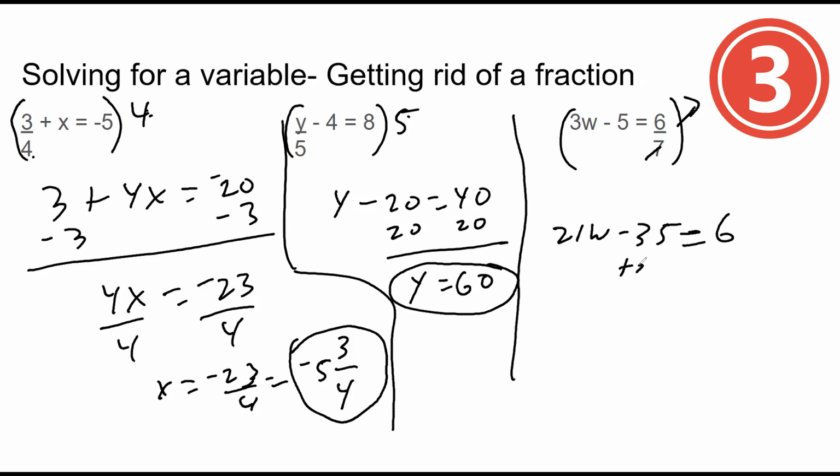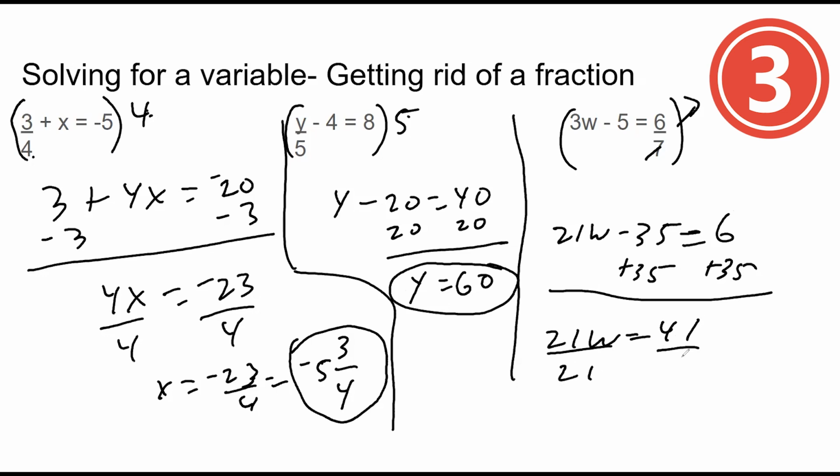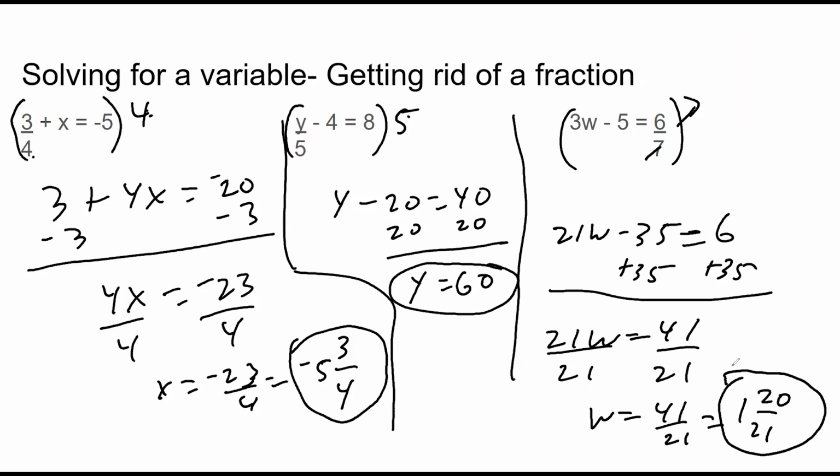All right, I add 35 to both sides. And I get 21w equals 41. Divide by 21, divide by 21. w equals 41 over 21. And let's change it to a mixed number like a good math geek. 21 goes into 41 only one time, actually, with 20 left over and 21 on the bottom. And there you have it.